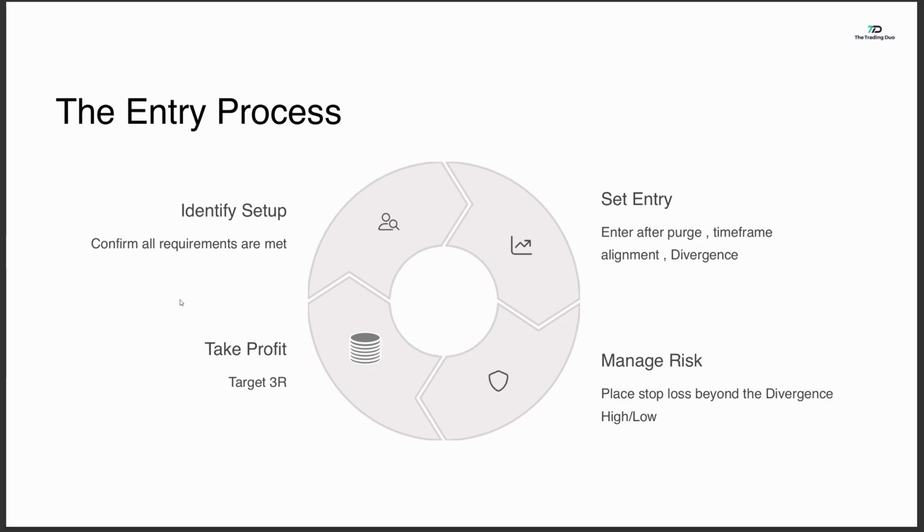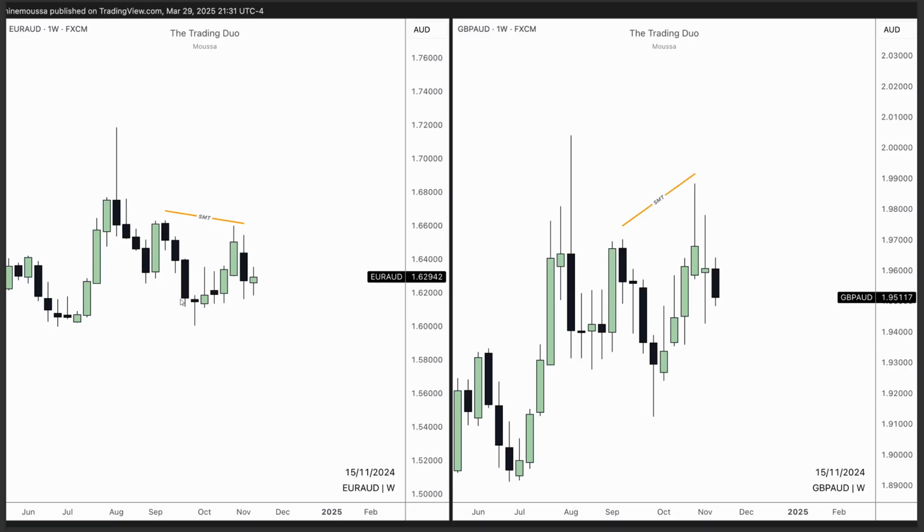And then after the SMT or the correlated pair divergence happens, we have our requirements and we can enter the trade. We catch the first entry you can get after the SMT happens and the change in delivery occurs, and we place our stop loss at the high that formed the SMT on the pair we're trading, and we target 3R. So let's jump into examples.